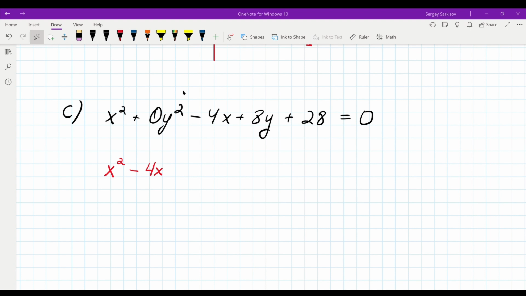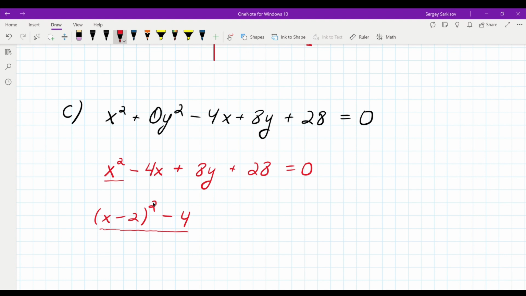But anyway, so x squared minus 4x plus 8y plus 28, you can just keep it there for now, equals 0. Now, what do you do? You complete the square. x minus 2, squared, and take away that 2 squared, which is negative 2 squared, doesn't matter, it's 4, so minus 4. Everyone, check to make sure you can see that these are equal to one another. This is what it's called, completing the square. And then plus 8y plus 28 equals 0.